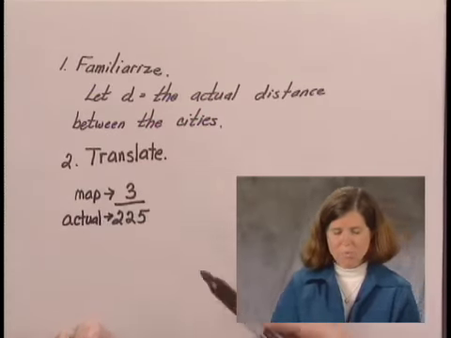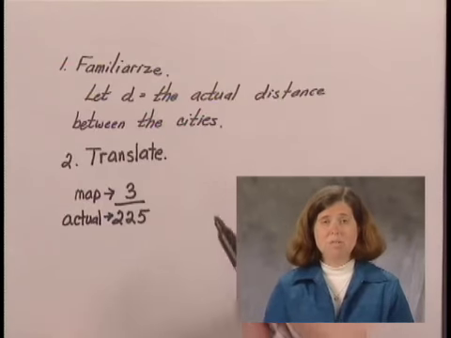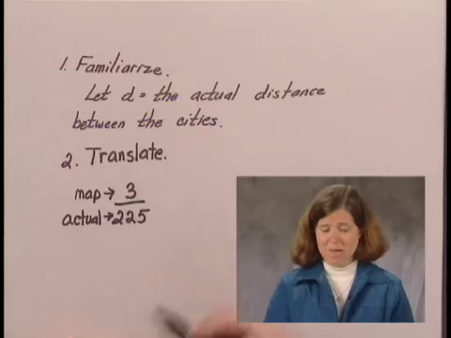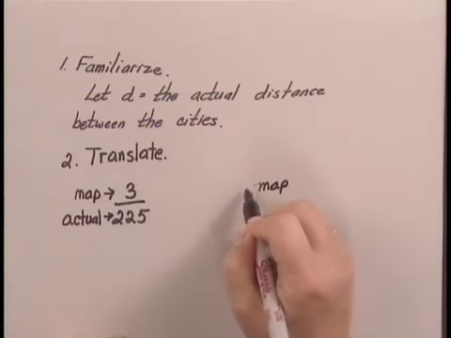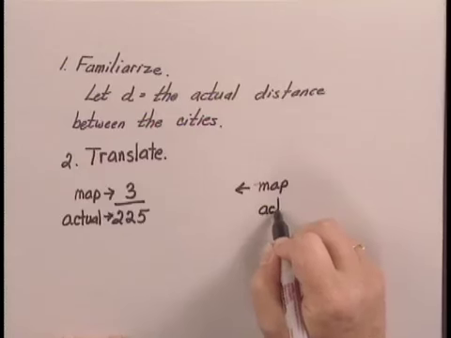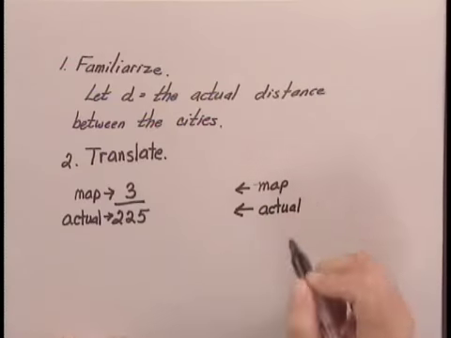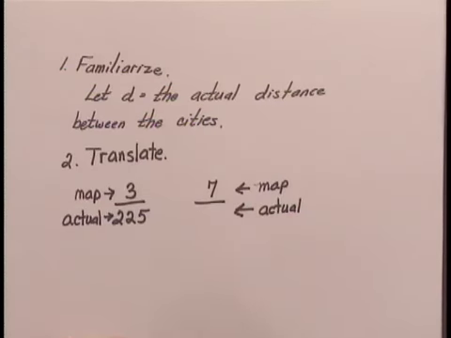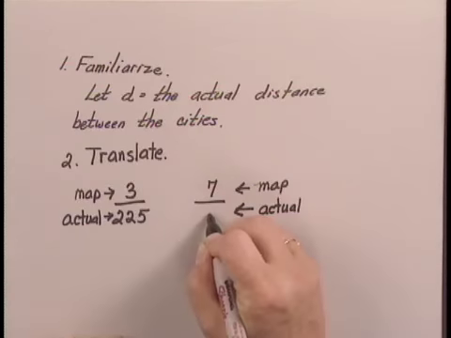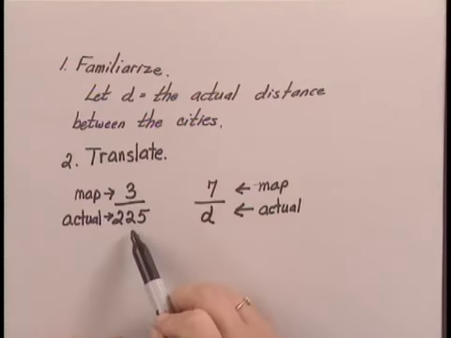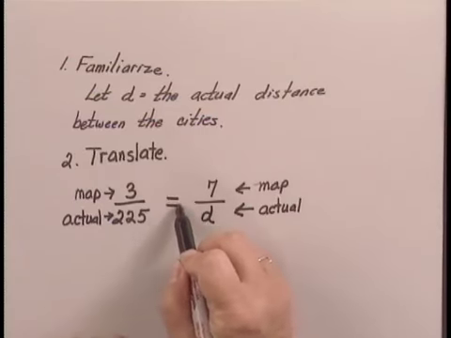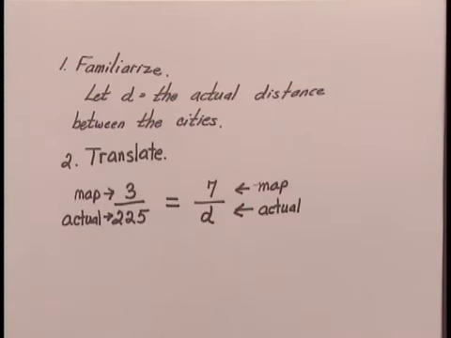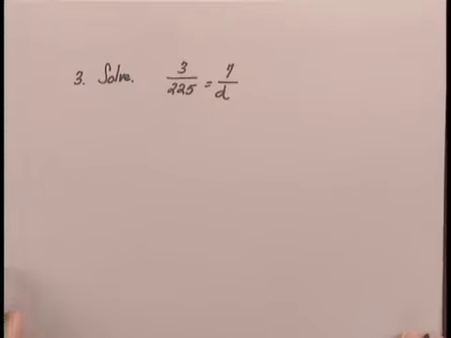It's important to remember which is in the numerator and which is in the denominator, because in the other ratio we're going to write, we need to do the same thing. We need to write the map distance as the numerator and the actual distance in the denominator. The map distance is 7 inches. The actual distance we don't know, but we have said we're going to let that equal D. Since these should be proportional, we can set them equal to each other, and we have an equation to solve for D. So we're ready to move to the next step, solve, which is to solve the proportion 3 over 225 equals 7 over D.